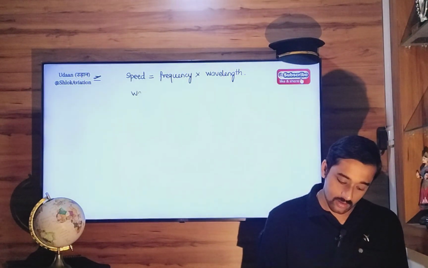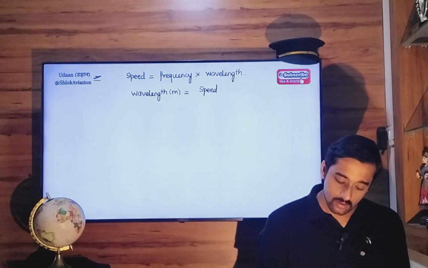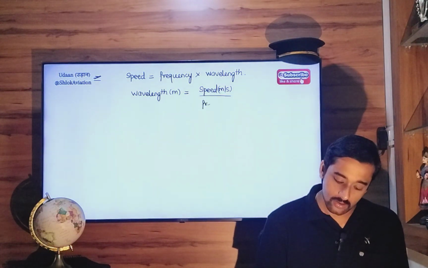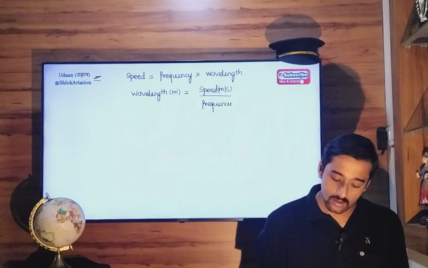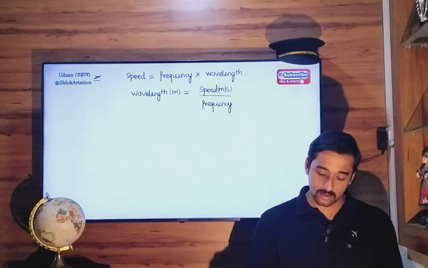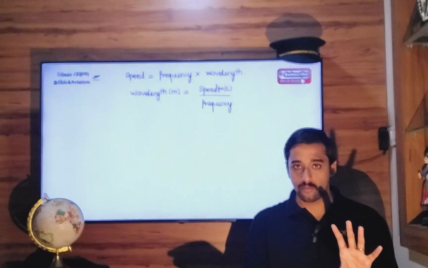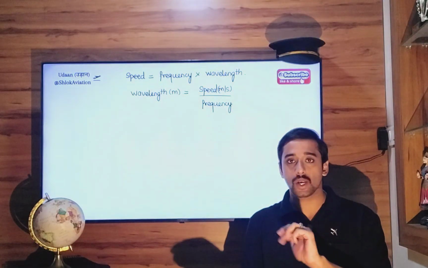Wavelength is nothing but distance, in meters, which will be equal to speed, in meters per second, divided by frequency. So we can convert this formula. This is the basic formula: speed equals frequency into wavelength.